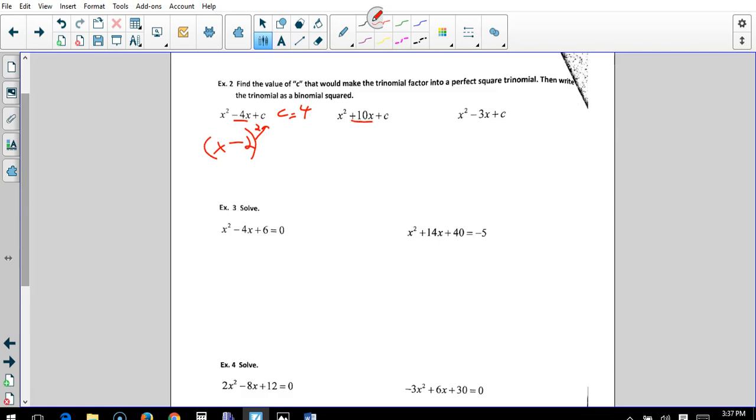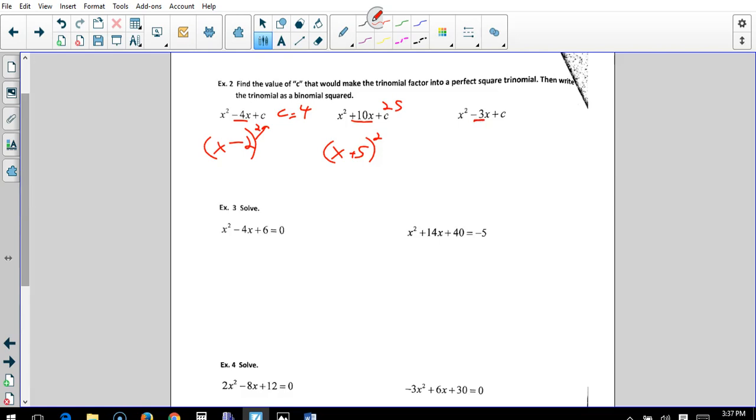Again, half of 10, 5. 5 squared is 25. So C would be 25. Just put it in parentheses and square it, we're done.